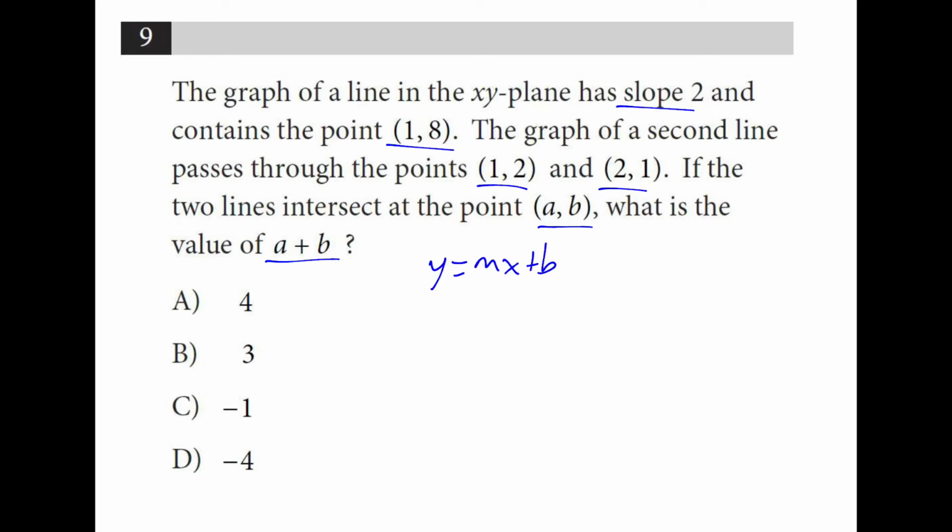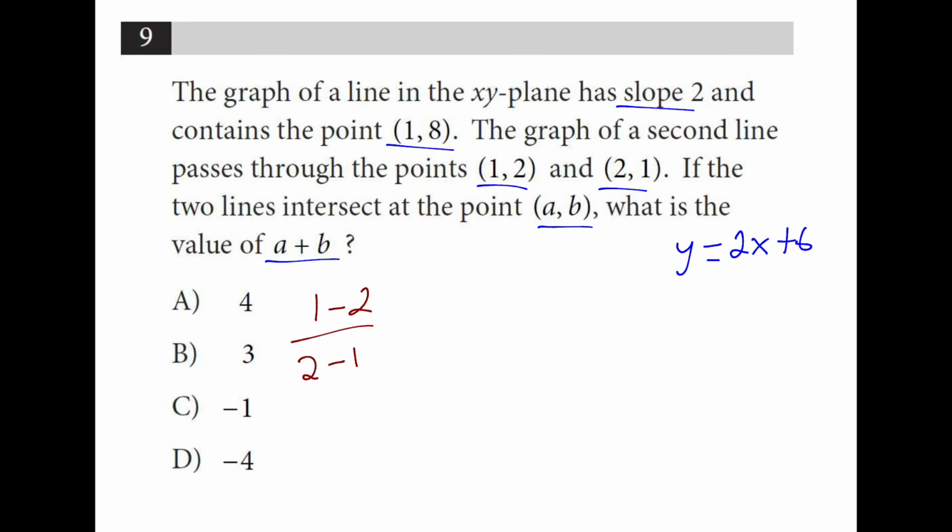So I'm going to start with y equals mx plus b and looking at line number 1. I'm going to put in the point 8 and the slope 2 and the point 1, and this will help me figure out my b value. 8 is equal to 2 plus b, so b is equal to 6. So my first equation, y is equal to 2x plus 6.